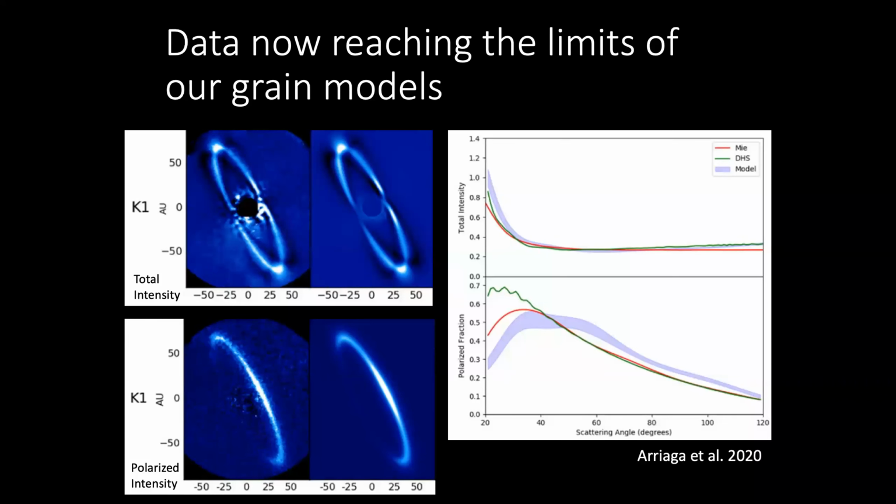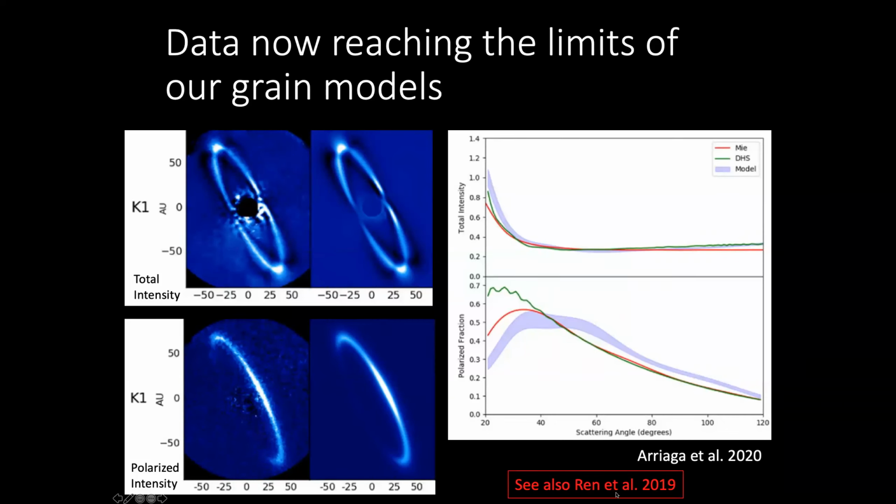And one thing that's come out of Pauline's work here is really that our grain models are a little bit behind where our data is. Our data is now outpacing the grain models because we can't simultaneously fit the total intensity and polarized fraction scattering phase functions. You can see the best that we can do right now, at least with simple grain models, are in the red and the green right here. And I think that this points to an interesting position that we're in of really pushing the limits on our understanding of these grains.